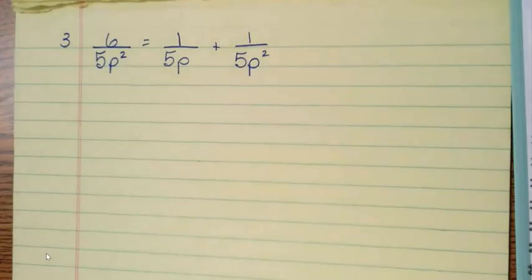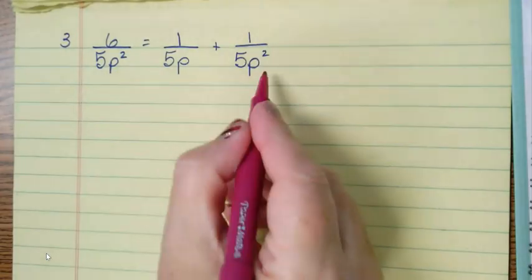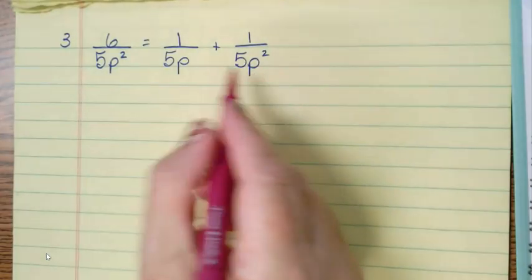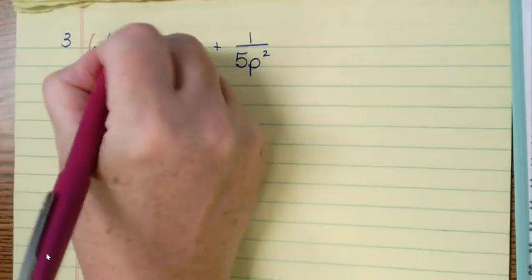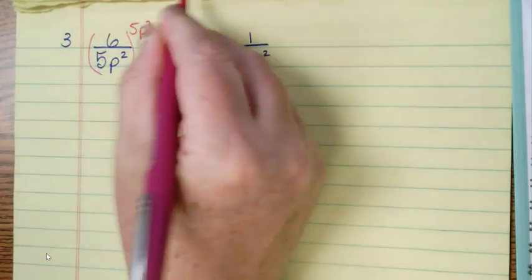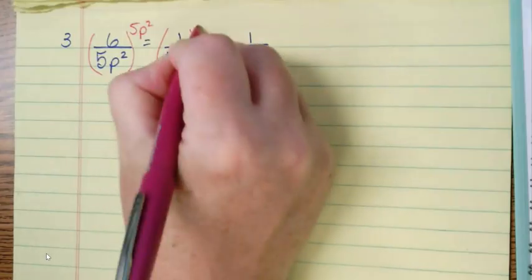So the whole goal here is to solve and get rid of the fraction at the bottom. It'll make your life easier. So you see how they all have a 5, and the highest degree term we have is a p squared. So I'm going to multiply everything by 5p squared.